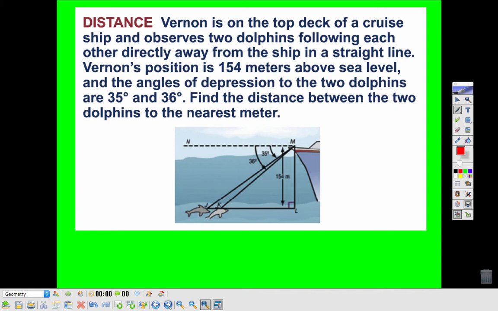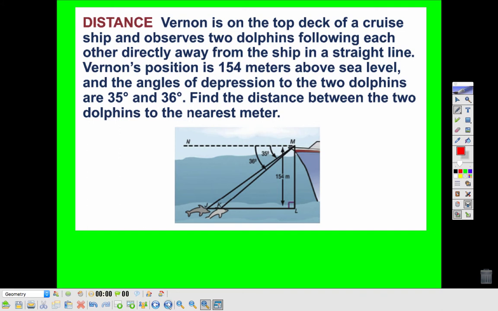Okay. Vernon is at the top deck of a cruise ship and observes two dolphins following each other directly away from the ship in a straight line. Vernon's position is 154 meters above sea level. The angles of depression to the two dolphins are 35 and 36. Find the distance between the two dolphins to the nearest meter.